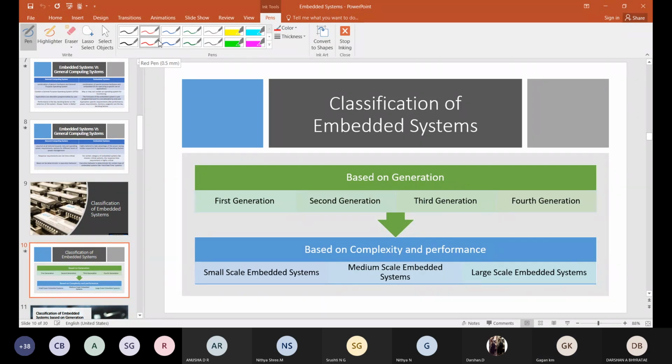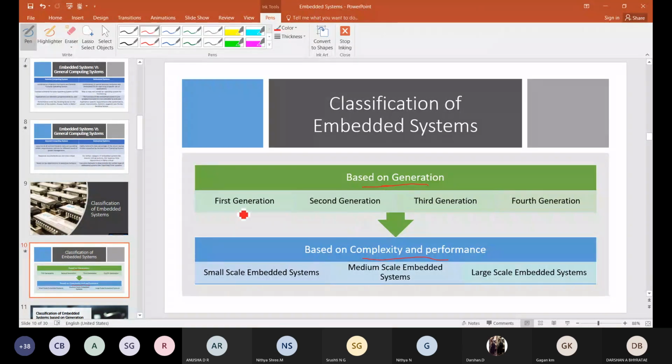Okay, so now the classification of embedded system. I'm going to discuss the classification of embedded system based on two categories. One is based on the generation, another one is complexity and performance. One is based on the generation of the embedded system, the other one is complexity and performance here.